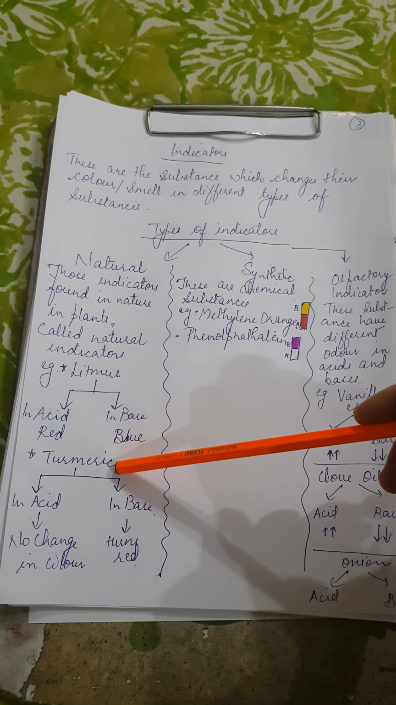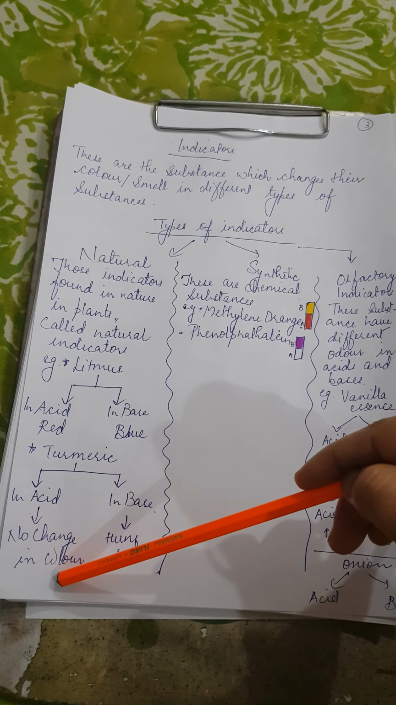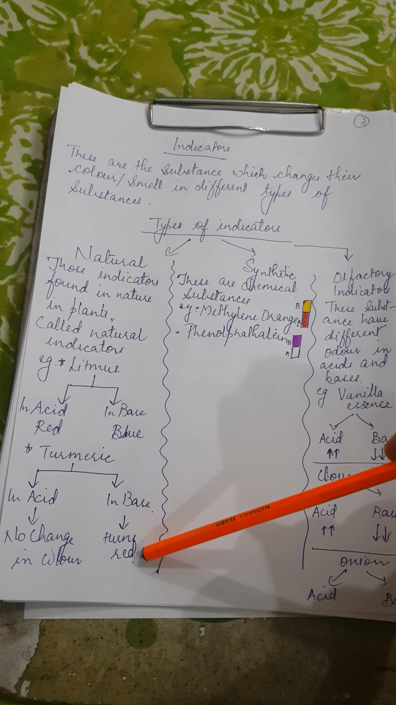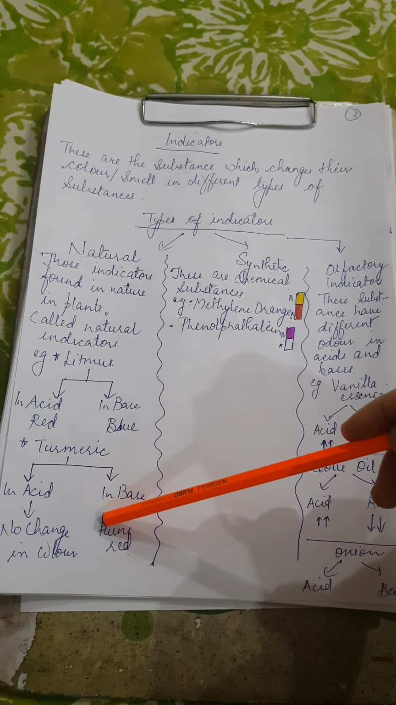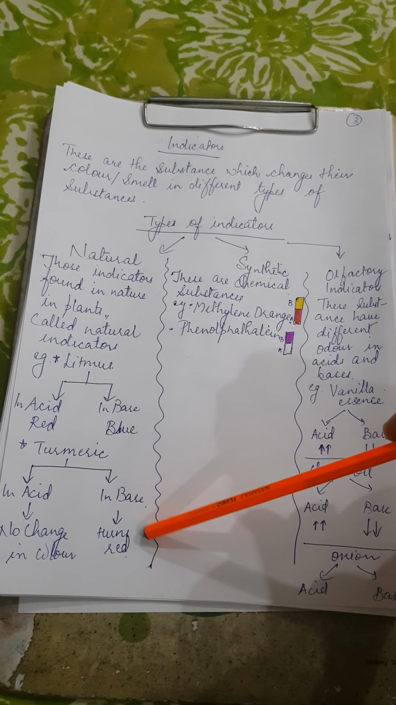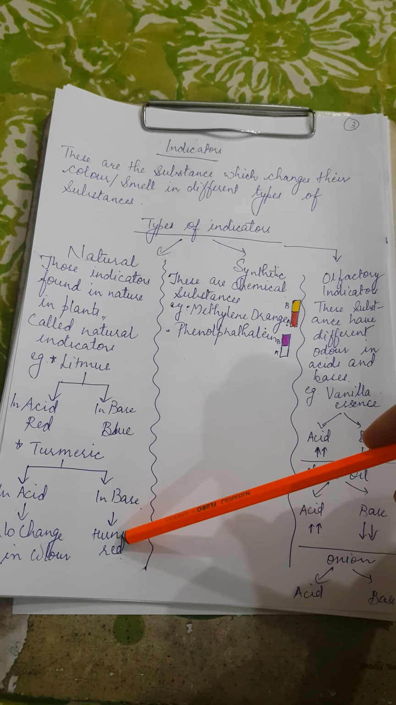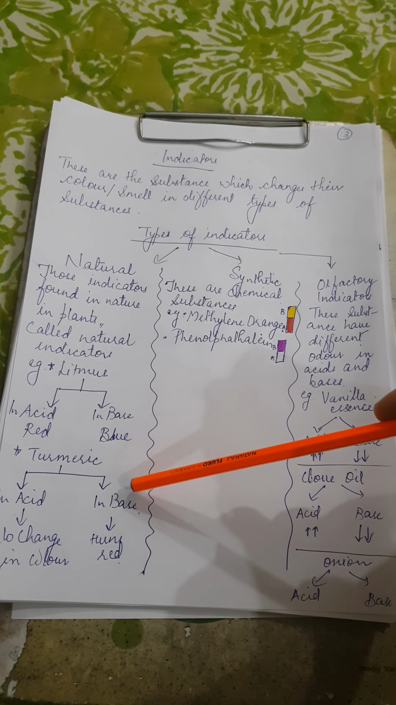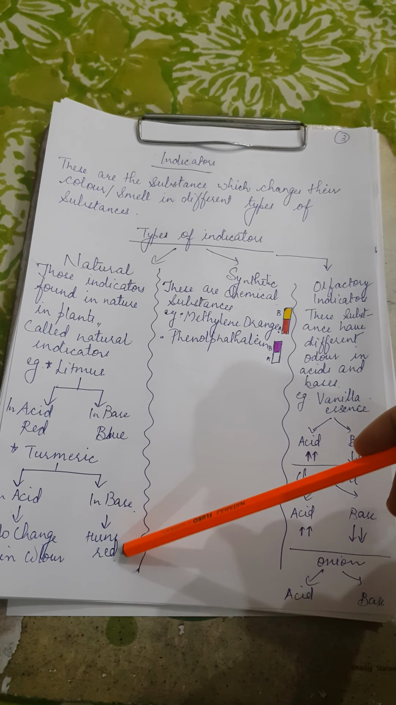Turmeric is also a type of natural indicator. In acidic solution there is no change in the color of turmeric, while in basic solution it turns red. This you must have observed: if by chance you drop curry on your white shirt or white uniform, then during washing it turns red. Why does it turn red? Because your soap or detergent contains a base, that is sodium hydroxide, due to which it turns red when it comes in contact with turmeric.